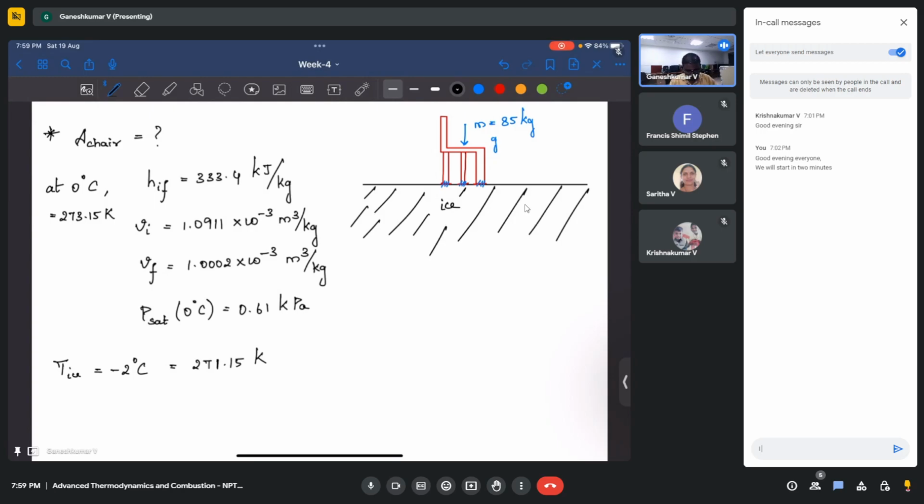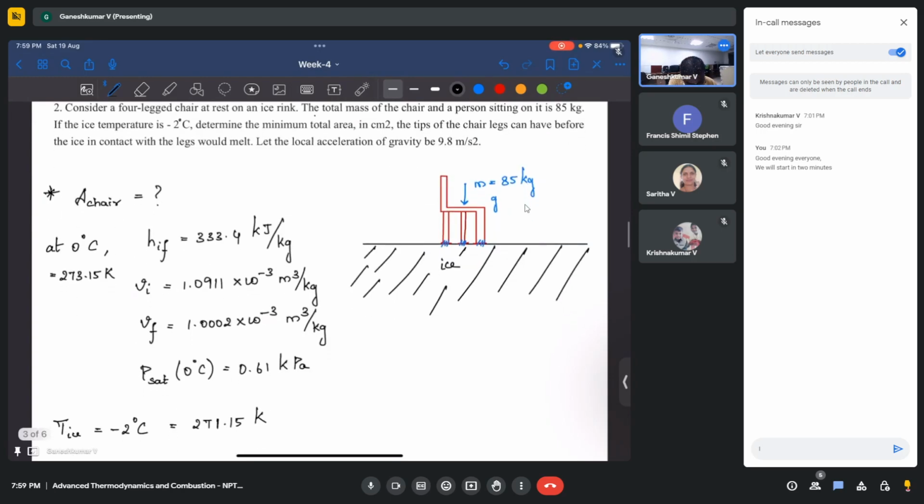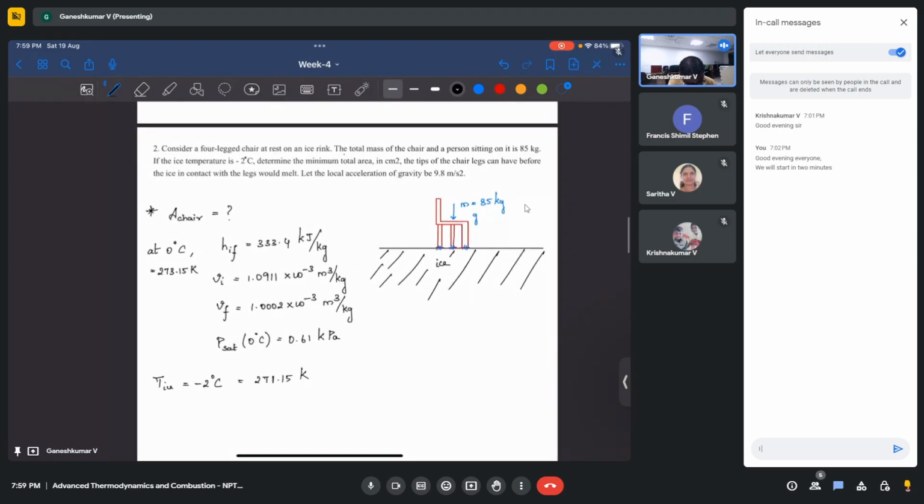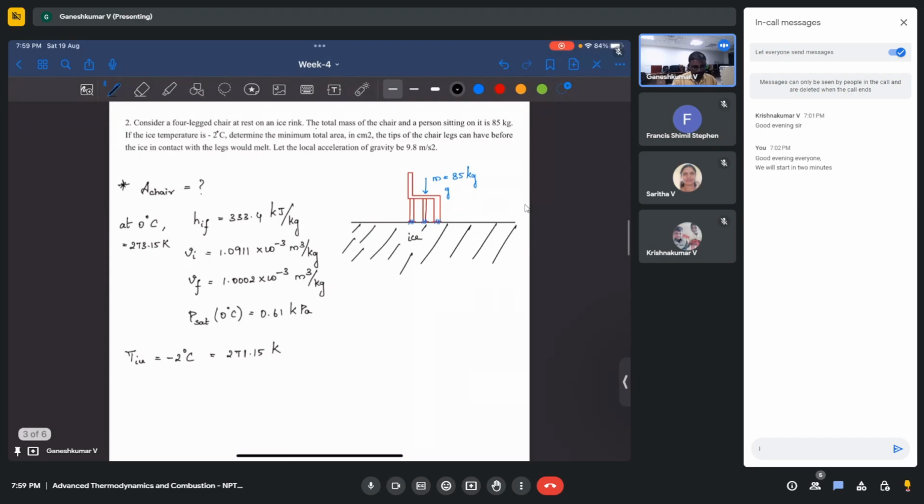So here they have given the temperature of ice is minus 2 degrees Celsius. So how do we find the minimum total area? Are the given data and the question clear? So why do we even need to find the minimum total area? That should be clear, right? Is everyone able to follow? Yes, sir. Okay.